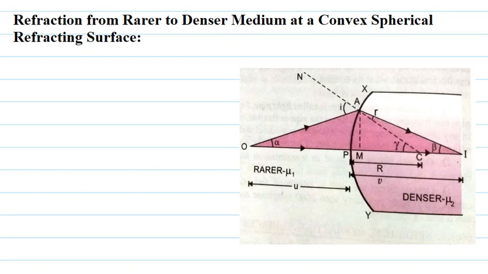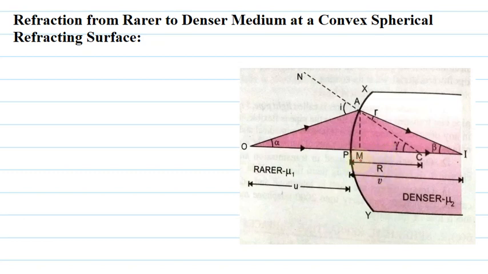Hello everyone. In this video, let us see refraction from rarer to denser medium at a convex spherical refracting surface. Let a spherical refracting surface XY separate a rarer medium of refractive index μ1 from a denser medium of refractive index μ2. Suppose the surface is convex towards the rarer medium side.